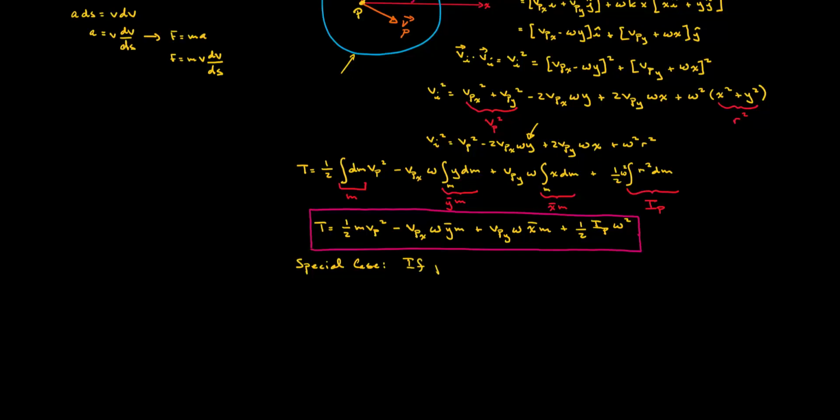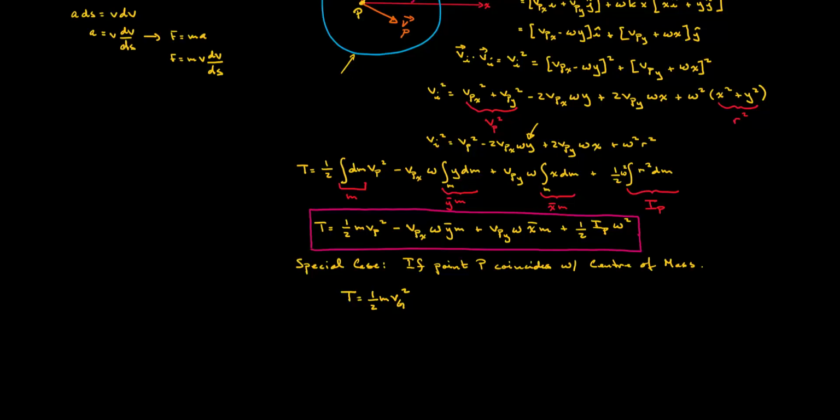If point P coincides with the center of mass, well, what will we have? The kinetic energy of the rigid body would be equal to 1/2 multiplied by the mass, and instead of Vp, we would just say that this is Vg, where G is our standard notation for the center of mass.